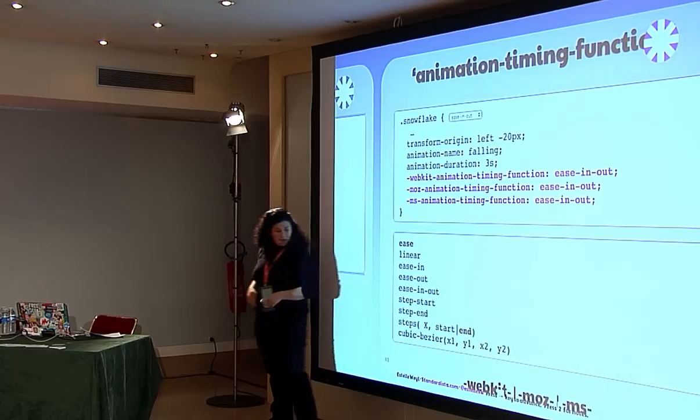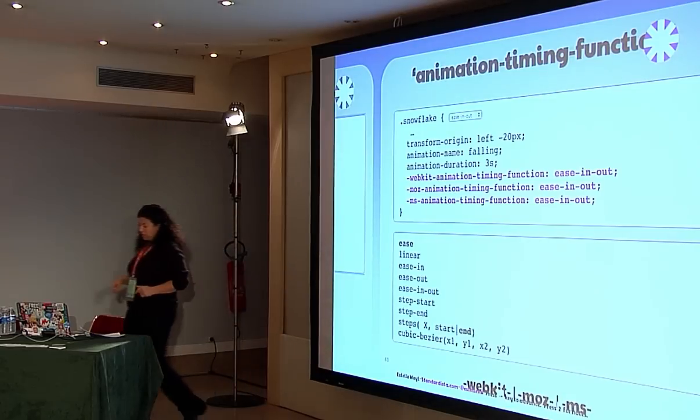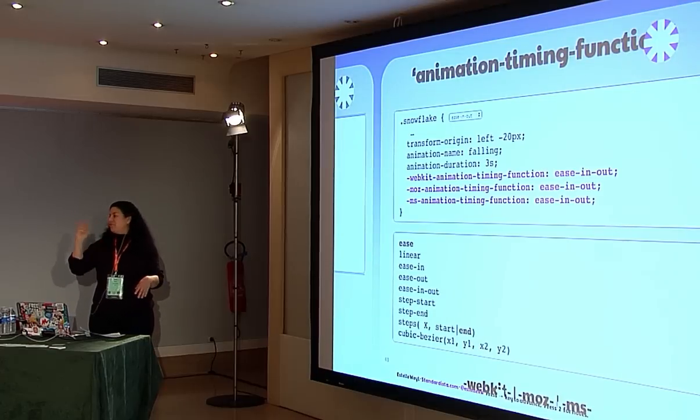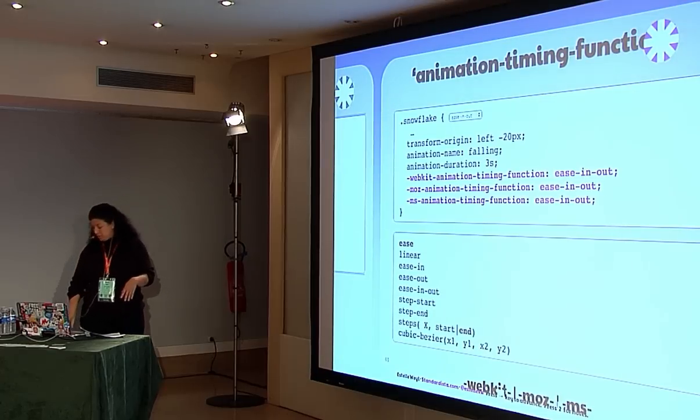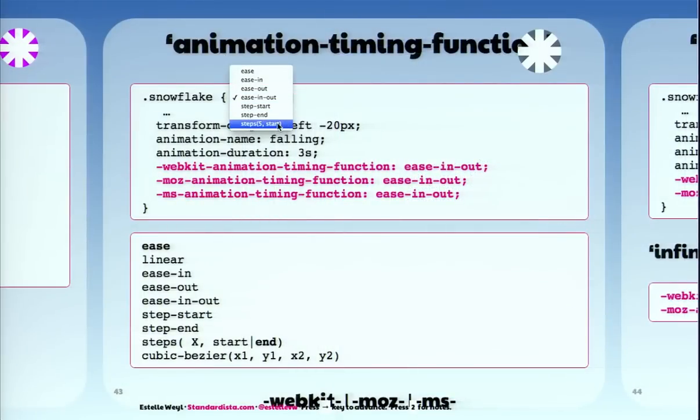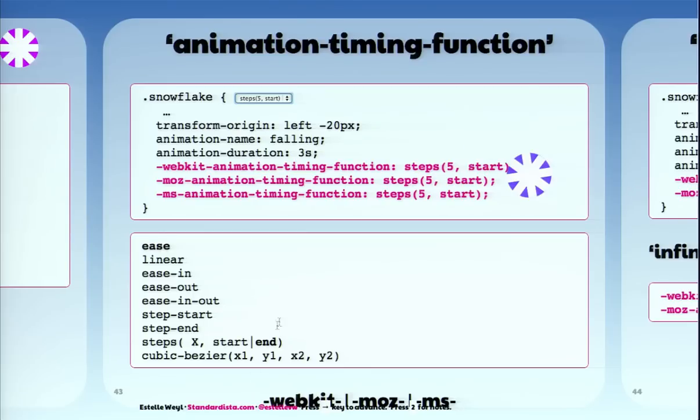And then step is kind of interesting, and no one knows this one, but it actually says, instead of going smoothly, just jump at steps where you would be at these certain points. So if I tell it to step 5 times, it's going to jump.